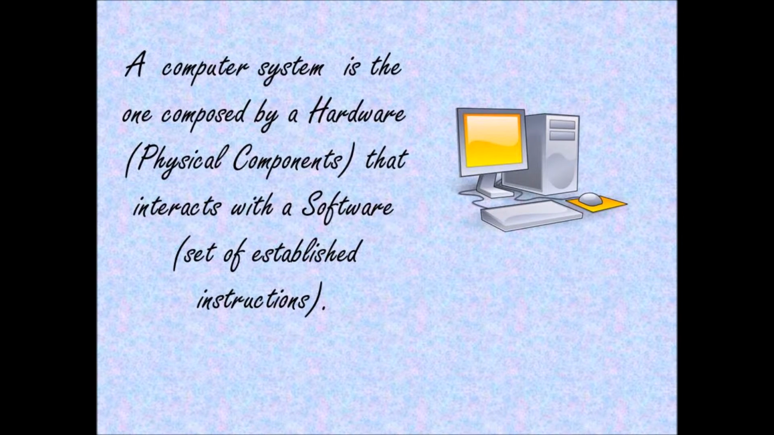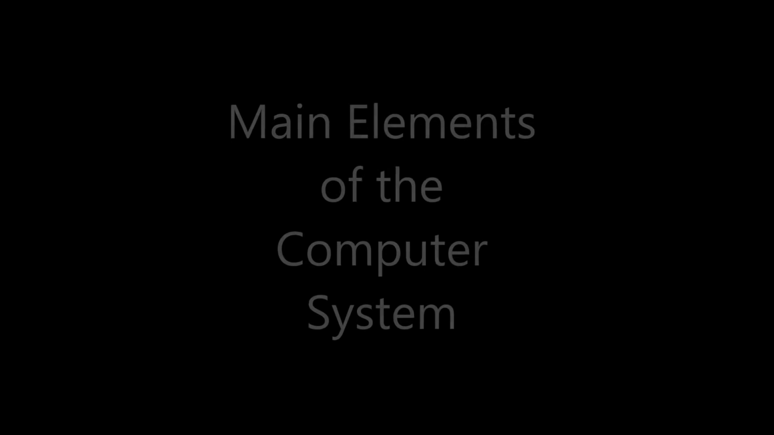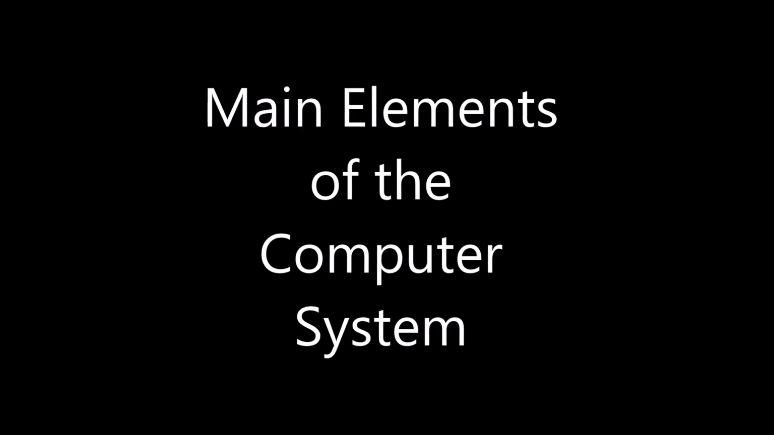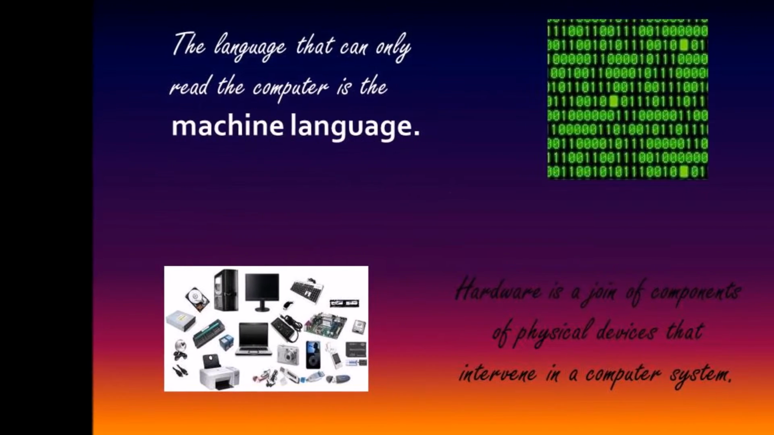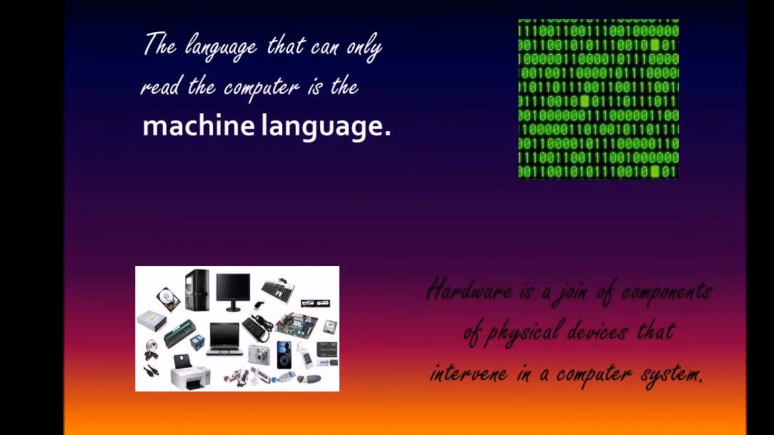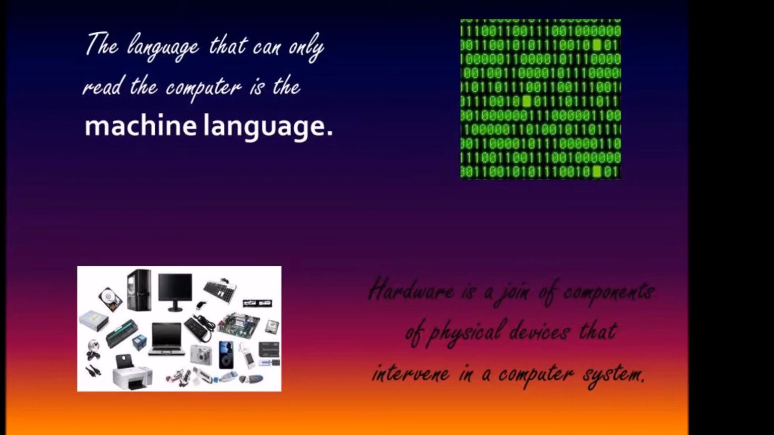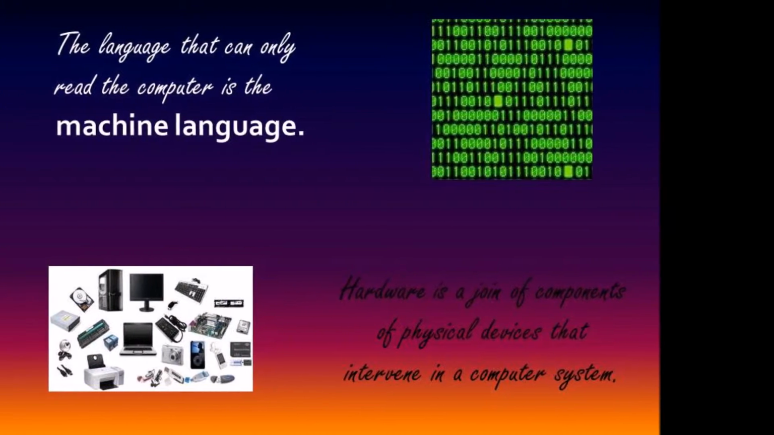A computer system is the one composed by hardware, the physical components that interact through a set of established instructions, software, to reach an objective. The language that only the computer can read is the machine language. Hardware is a chain of components, of physical devices that intervene in a computer system.